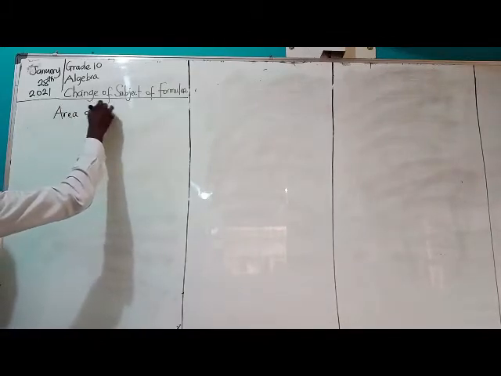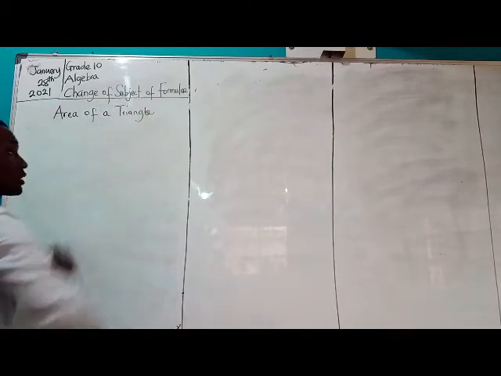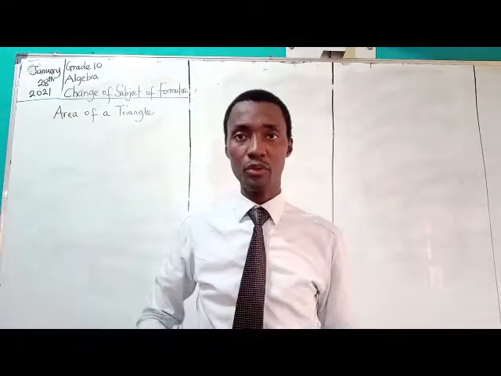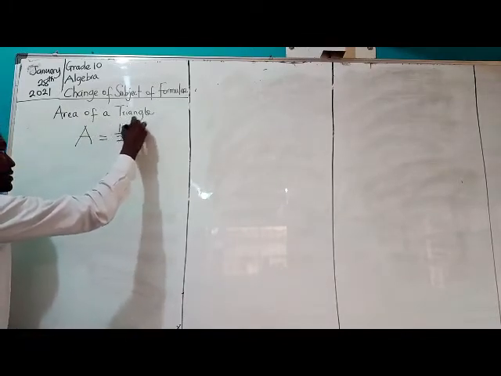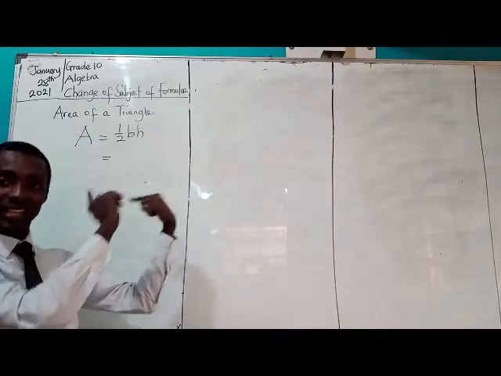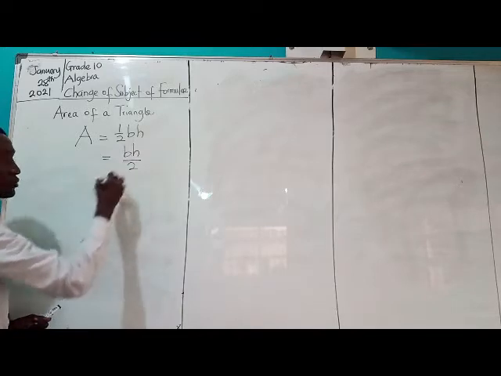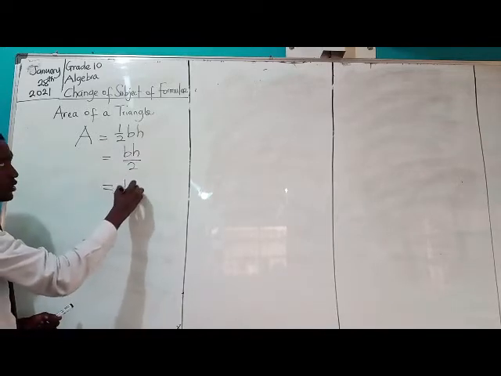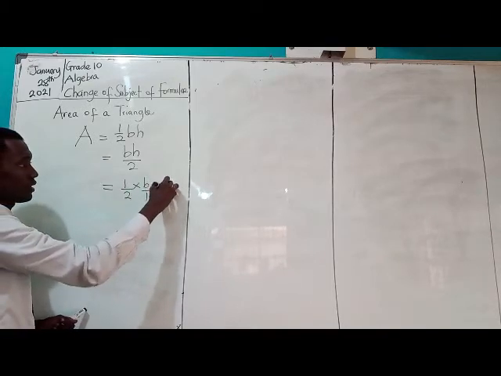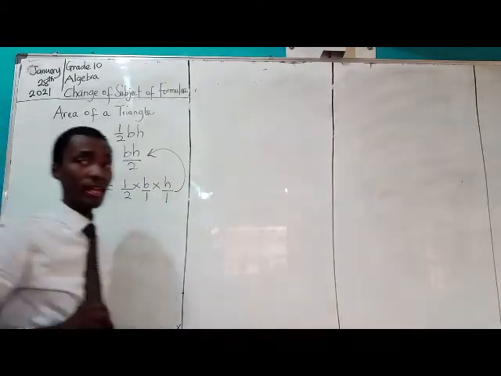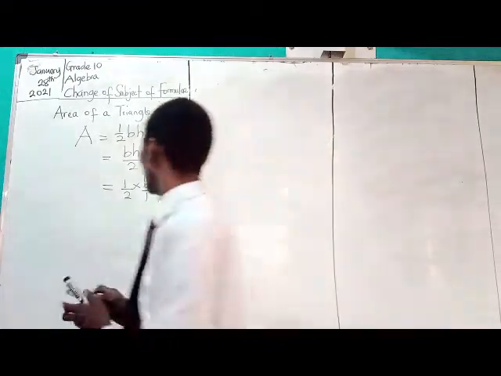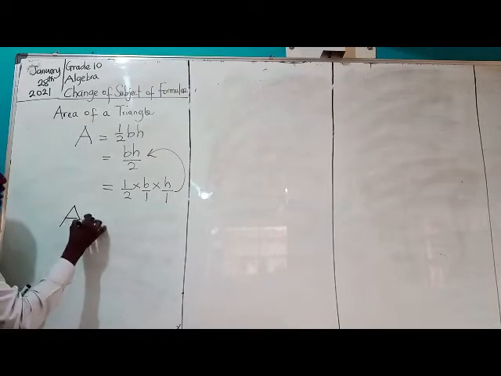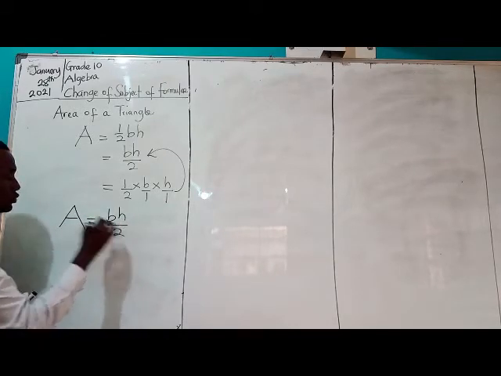I'll take a simple formula you're already aware of. The area of a triangle. We know that to be what? A, capital letter A, equal to half base times height. Is that not? Which on our last class, we can write as BH over 2. Right, so it means that what we are working with will be A equal to BH over 2.